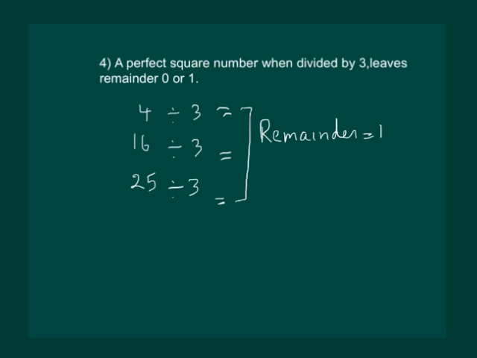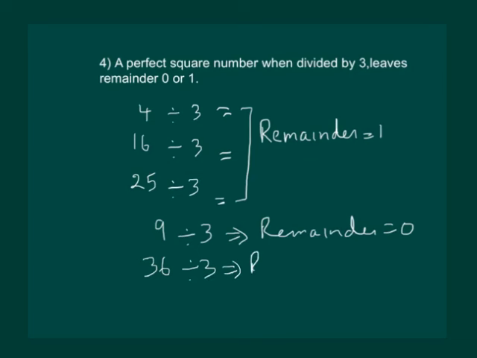Now consider another perfect square, 9. If we divide by 3, we will get remainder equal to 0. Let us take perfect square number 36. If we divide by 3, again remainder will be 0. Hence, we have verified that a perfect square number when divided by 3 will leave remainder either 0 or 1.